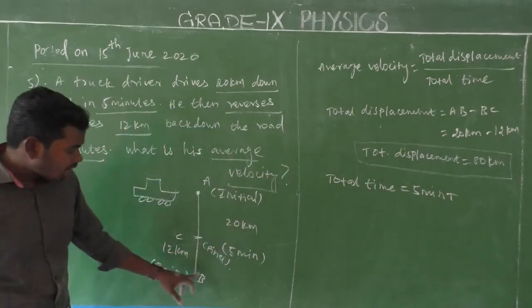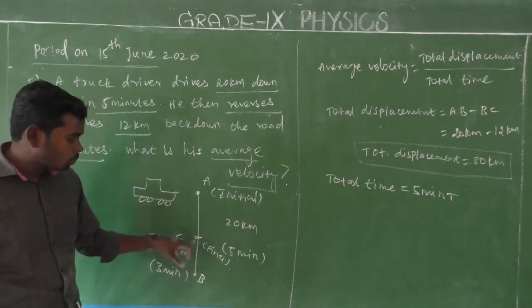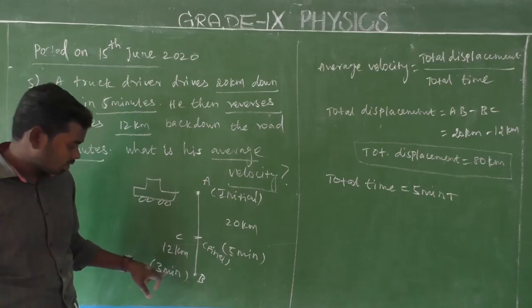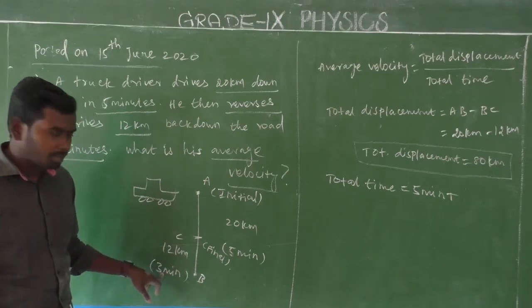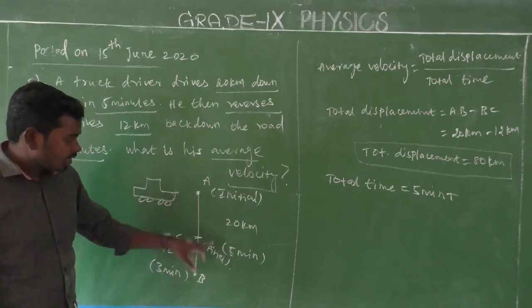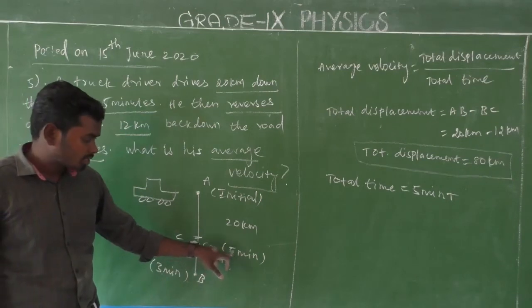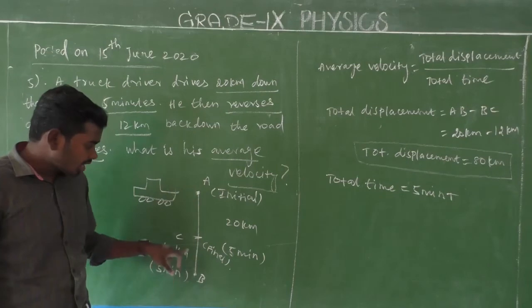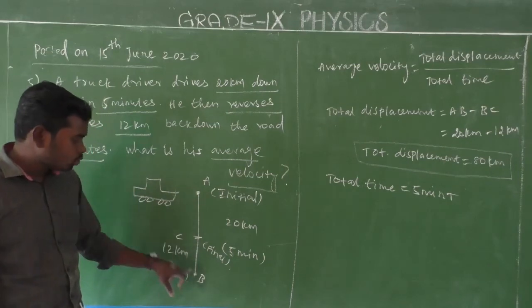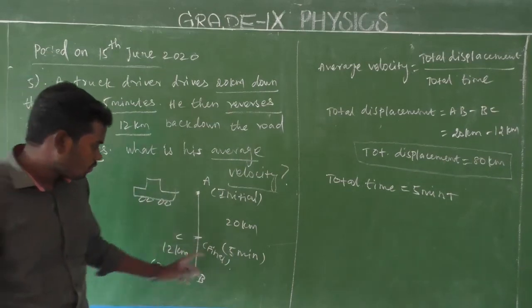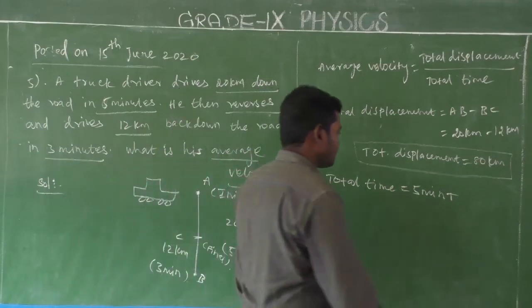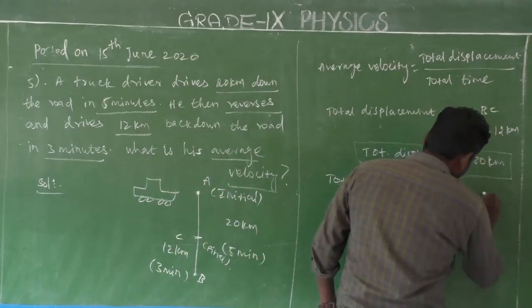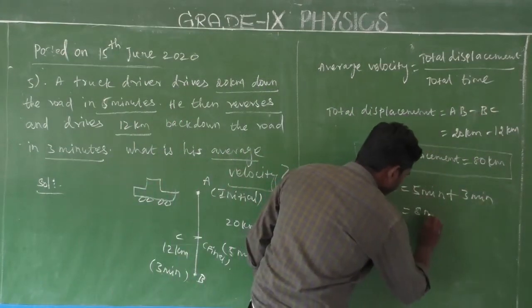Plus again the car moves along the same path from point B to point C. Here how long has it taken? That is 3 minutes. Here the car has taken how much? 5 minutes to reach B. Here again the car has taken 3 minutes to reach C from point B. So 5 minutes plus 3 minutes is equal to 8 minutes.